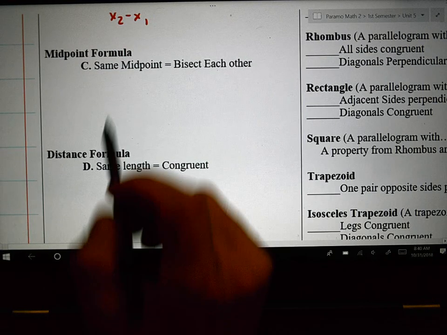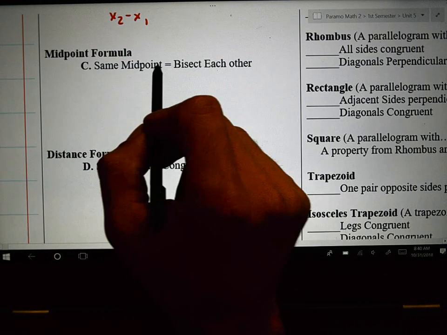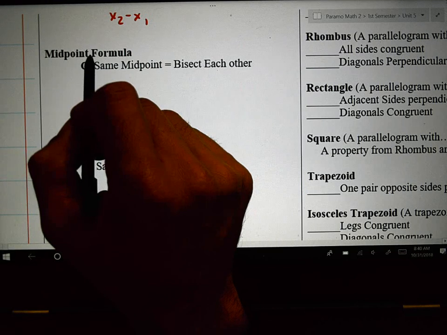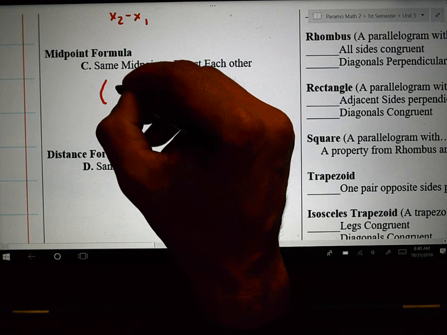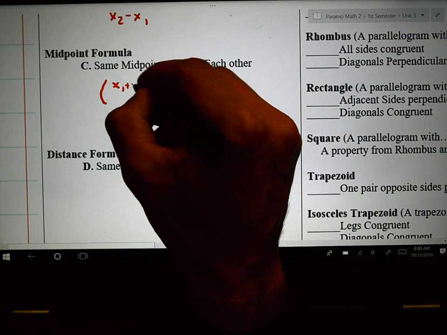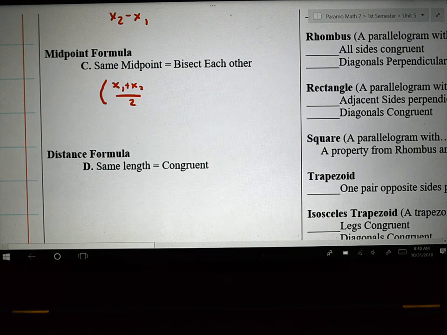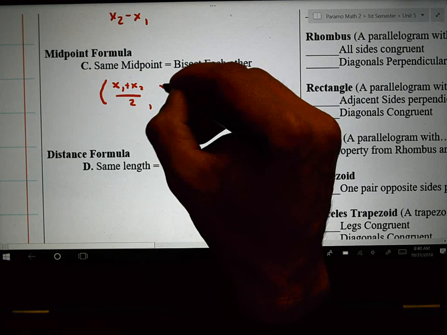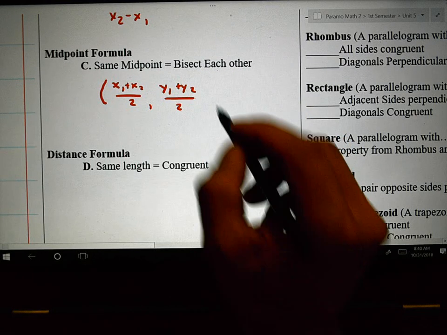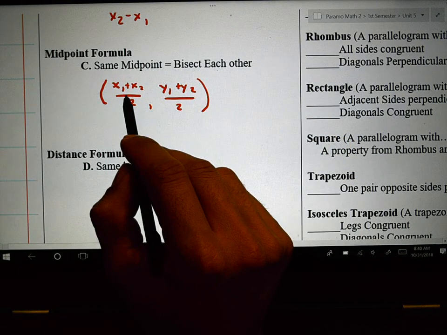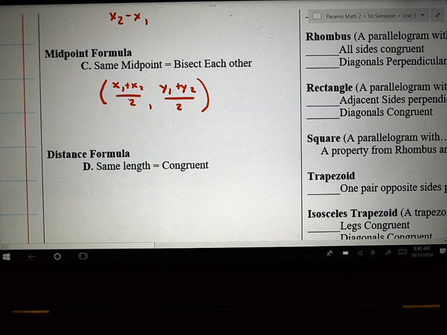Then they tell us that we're going to use the letter C for the same midpoint, which means they bisect each other. But we should know what the midpoint formula is. The midpoint formula is the average between your x's. How do you find the average? You add them up and divide by 2. And you find the average of your y's. How do you find the average? You add them up and divide by 2. The average of your x's and the average of your y's is the midpoint formula. That's how you find the exact middle point.